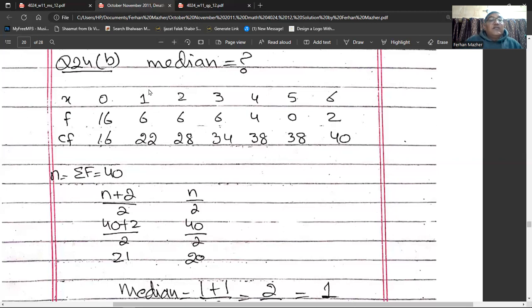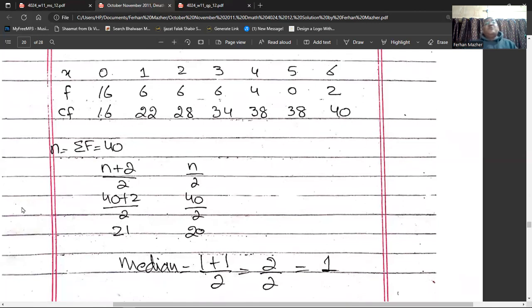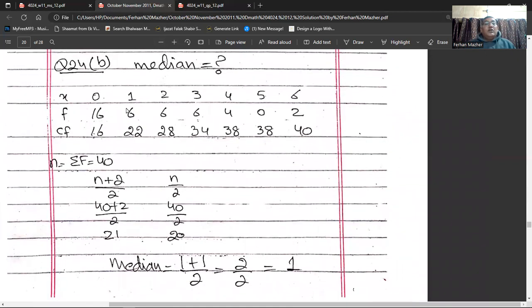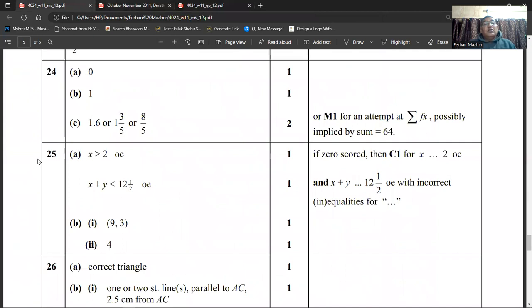The 20th number will be 1. The 21st number will also be 1. So the median will be 1 plus 1, the whole thing divided by 2. That will be 2 by 2, and that will be 1. So the median is 1. My dear students, I hope you understand this process, how the median in this grouped data is found.